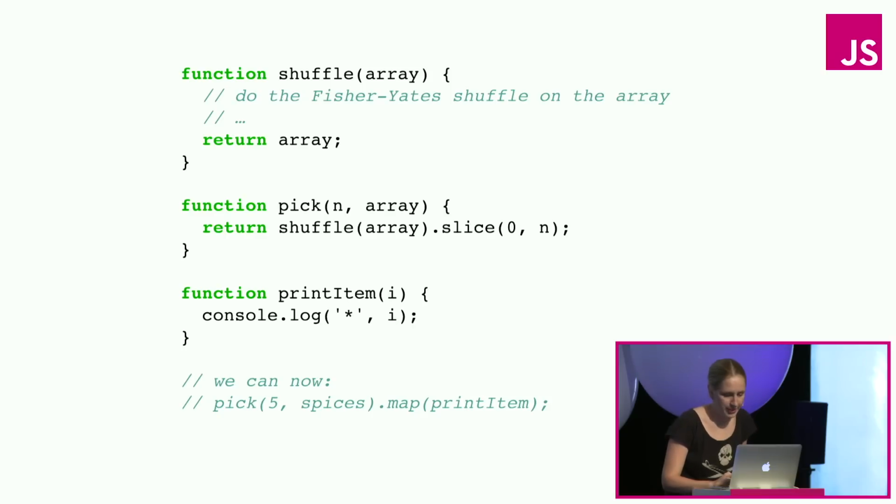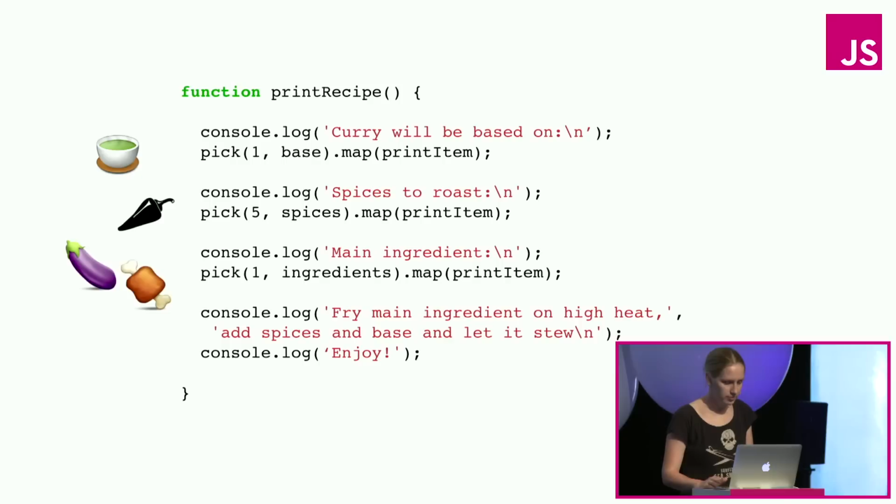And then I have this function pick, which picks from a shuffled array. And last, I have this function print item, which just prints a thing with an asterisk in front of it. So then I can do something like pick 5 spices and map the print item function over them, which looks pretty readable. So for our compose recipe function, I would say it's really human readable. We pick from each ingredient group and we print the resulting recipe with a bit of words around it.